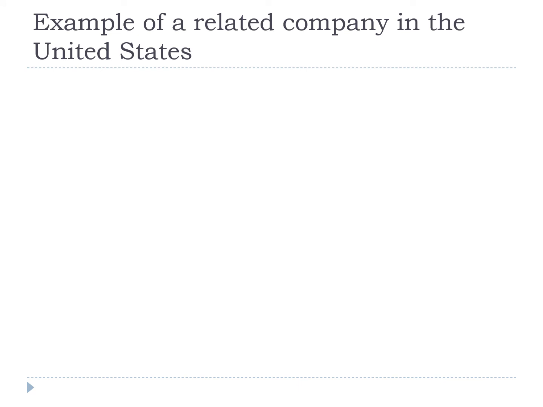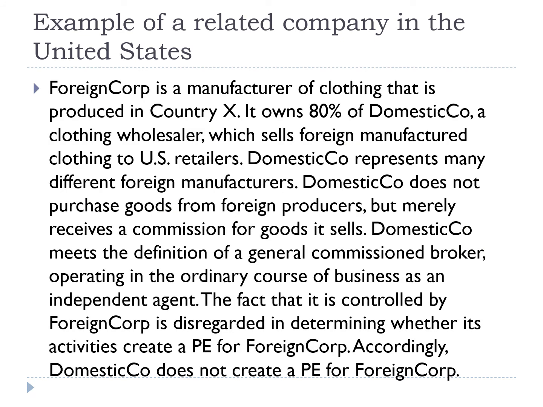Here's an example of a related company in the United States. Foreign Co. is a manufacturer of clothing that is produced in country X. It owns 80% of Domestic Co., a clothing wholesaler which sells foreign manufactured clothing to U.S. retailers. Domestic Co. represents many different foreign manufacturers. Domestic Co. does not purchase goods from foreign producers, but merely receives a commission for the goods it sells.